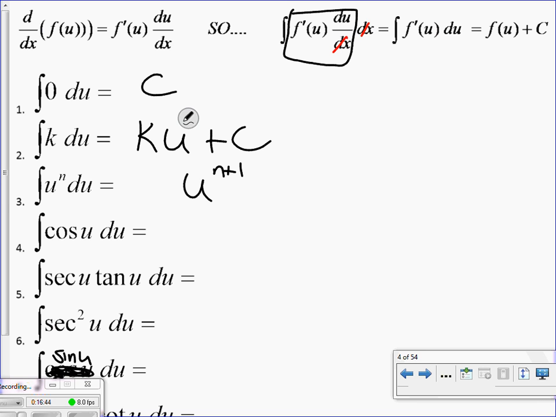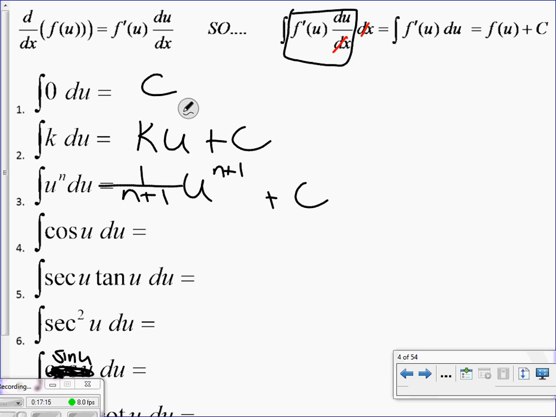Do you want it over n plus one, or you could have the 1 over n plus 1 up front. Sometimes we put it out front. But you always add 1 first to the exponent, then you multiply by the reciprocal of the new exponent. So yes.